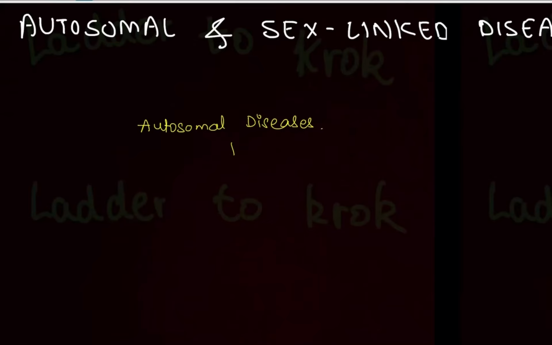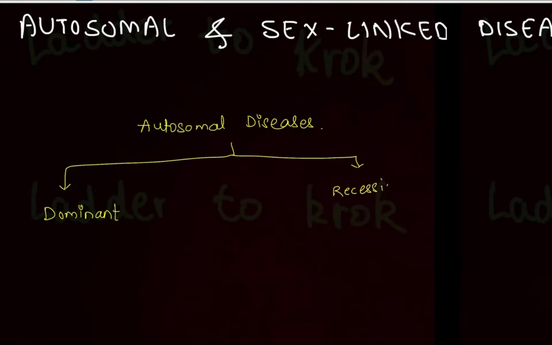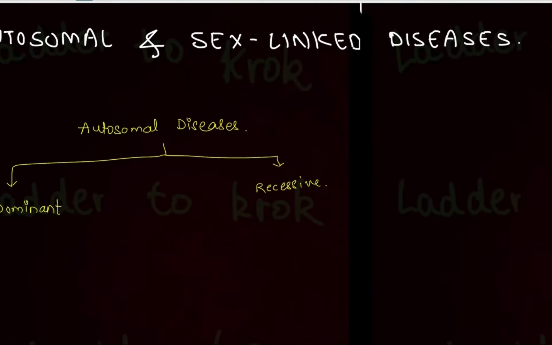Autosomal diseases can be of two types. They could be dominant or can be recessive. But before moving on, we should know what are autosomal diseases.